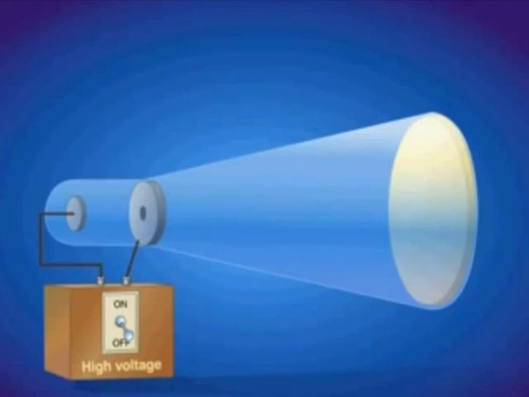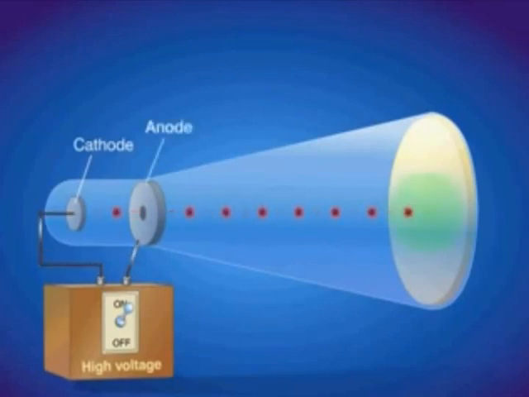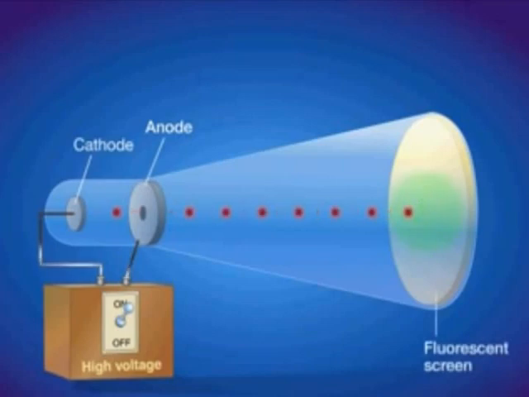When the twin metal plates are connected to a high voltage source, the negatively charged plate called the cathode emits electrons which are drawn to the positively charged plate called the anode, where they pass through a hole and continue traveling to the other end of the tube. When they strike this specially coated surface, the cathode rays produce a strong fluorescence or bright light.